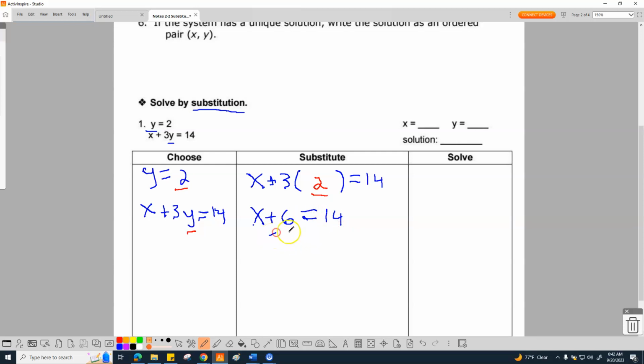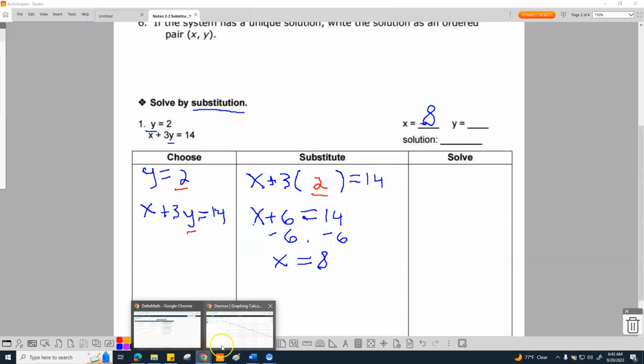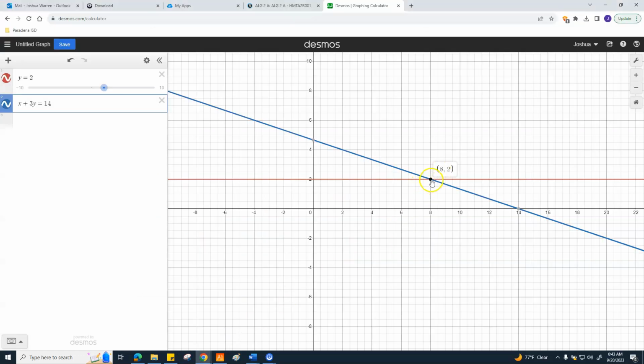I'm going to subtract the 6 on both sides, minus 6 on both sides, and I have x equals 8. Pretty cool. Check it out. x equals 8. I'm going to go back to Desmos real quick, and I'm going to show you that we already kind of know that. Right there. Look at it.